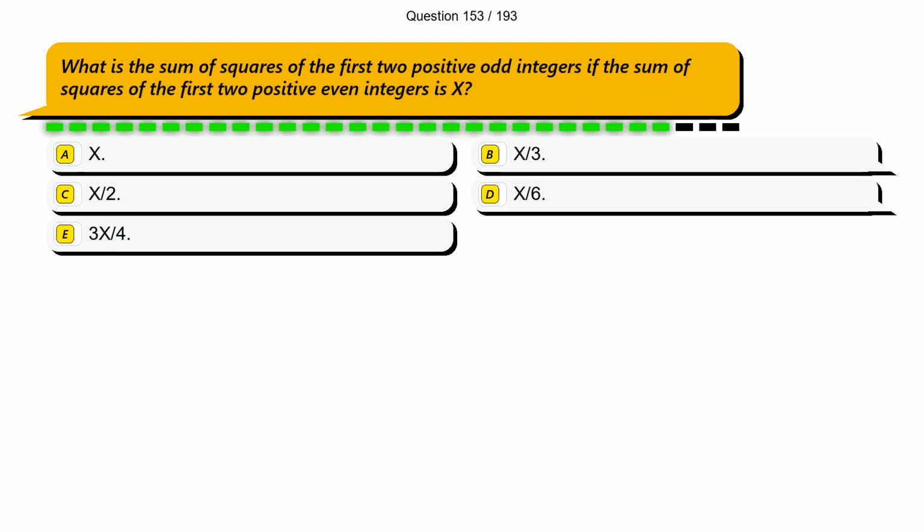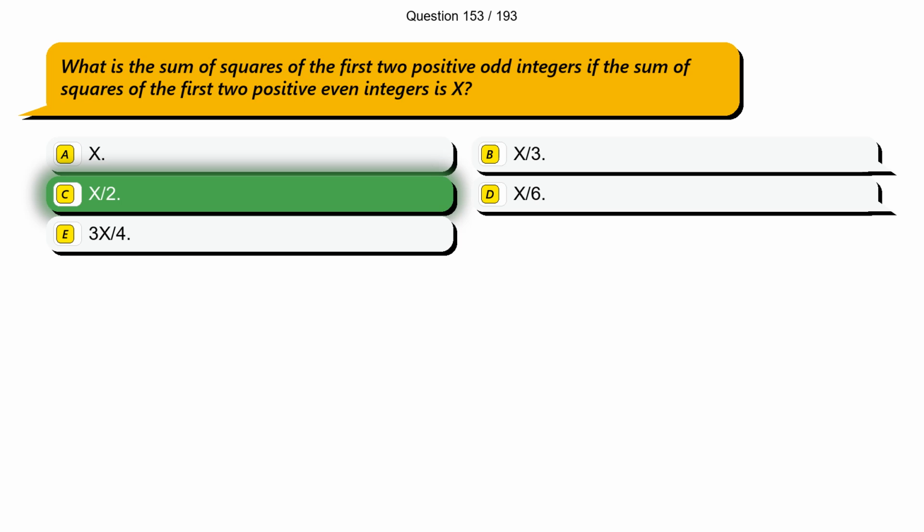Question 153. What is the sum of squares of the first two positive odd integers if the sum of squares of the first two positive even integers is x? Option A, x. Option B, x/3. Option C, x/2. Option D, x/6. Option E, 3x/4.